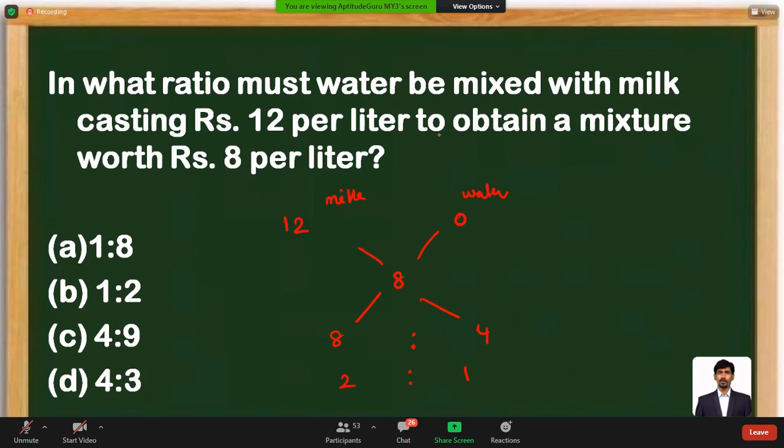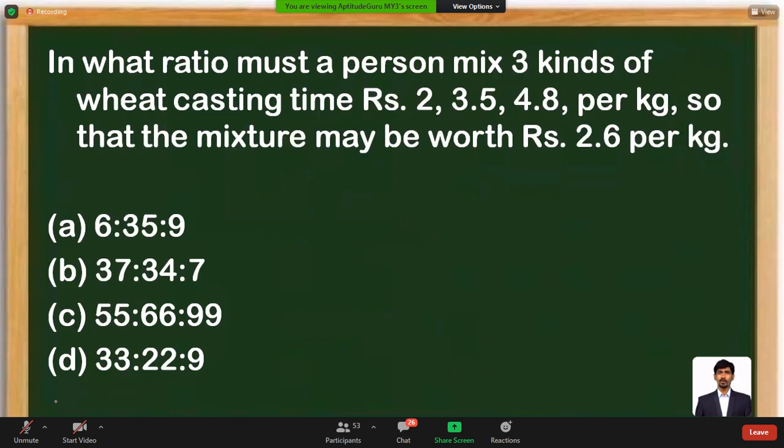But they are asking in what ratio water needs to be mixed with this. That is 1:2 is the result. Mark it as option B. I have taken water here: water one part and milk two parts. So the answer choice must be that. Look at the next question, where instead of two entities, there are three entities involved.